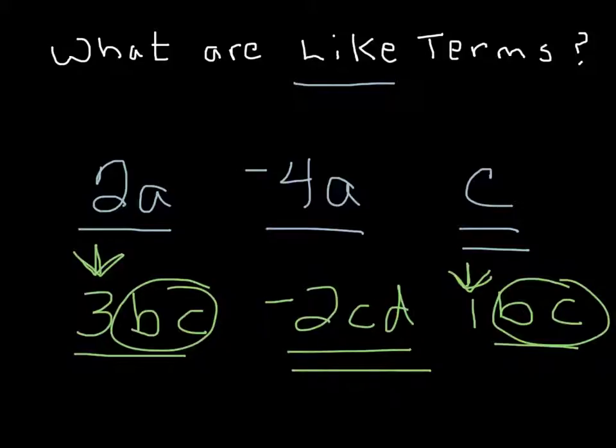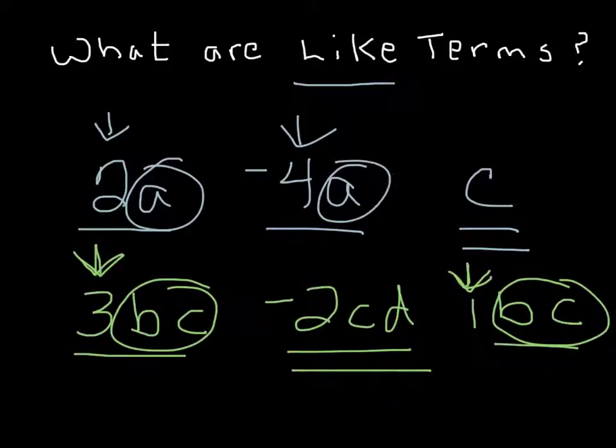As up here in the blue, I had a 2 here and I had a negative 4. Those don't need to be the same. What needs to be the same is the same combination of letters. So these are what we call like terms. Now, why is it so important to identify like terms? Well, we can only add and subtract like terms.